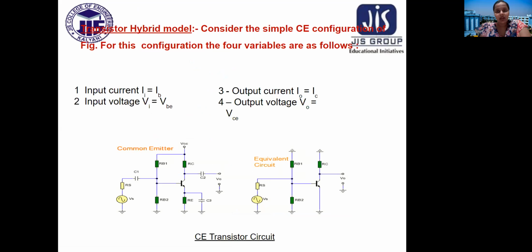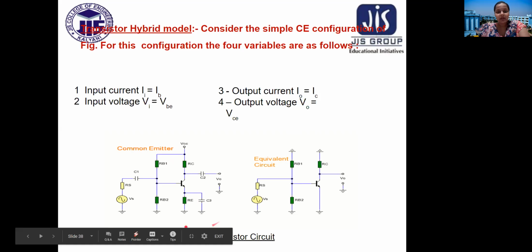Transistor hybrid model. Consider a simple common emitter configuration. Here the input current I1 is replaced by IB, the input voltage V1 is replaced by VBE, the output current I2 is replaced by IC, and the output voltage V2 is replaced by VC. So this is the common emitter terminal and this is the equivalent circuit.